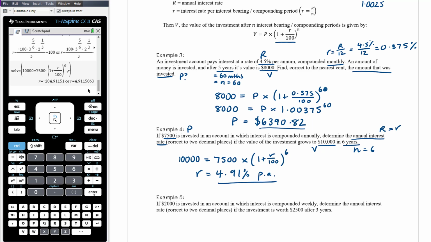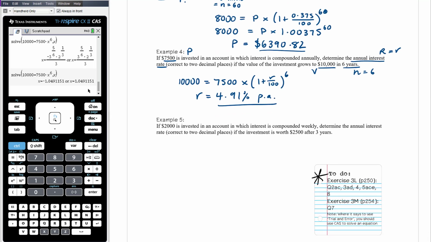Okay, the other way you could have done that, which is a bit quicker to enter in your CAS, is to solve 10,000 equals 7,500 times, we'll just call it x here, x to the power of 6, and solve that for x. Control enter. Again, ignoring the negative one, we can see that x is 1.04911. So if we convert that back, 1.04911 is 104.91%, so it's an increase of 4.91%. You could just solve it that way as well.